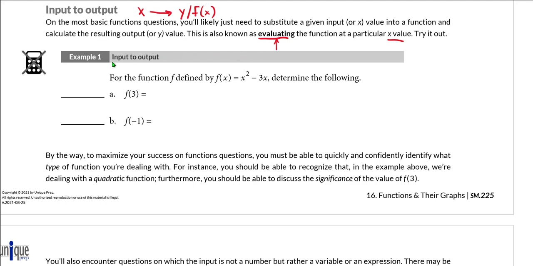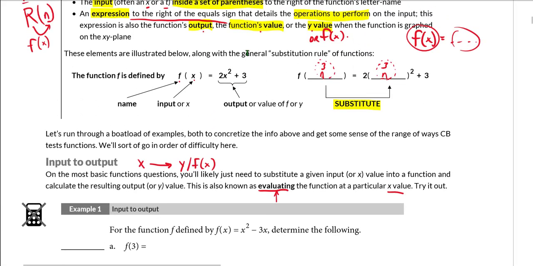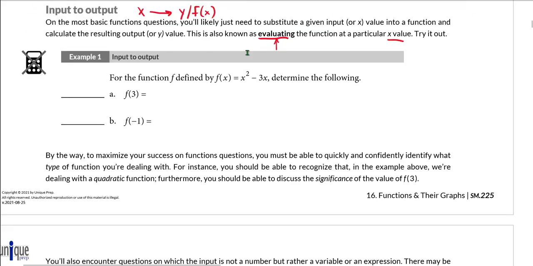So in example 1, most juniors, seniors, even sophomores should be very familiar with how to do these fairly basic input to output questions. So I would recommend pausing the video and doing example 1 on your own. In example 1, we have a function. Again, it is a quadratic function. It's the one we were just looking at, I believe. Yeah, this one's a little different, but similar. We have a quadratic function. How do I know it's a quadratic function? Well, because I've got an x squared there.